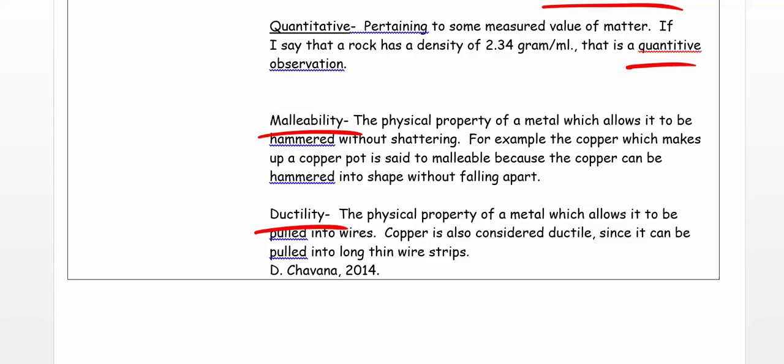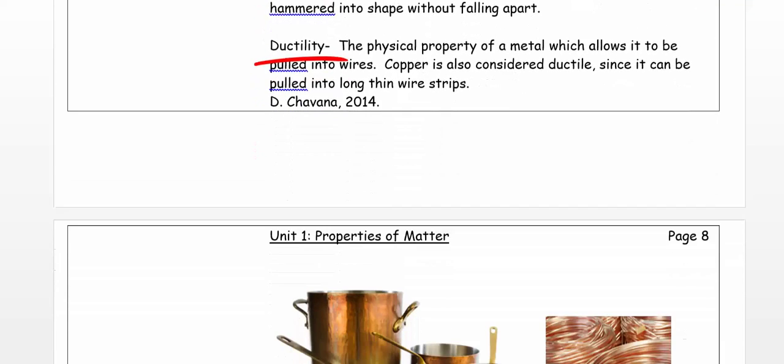And ductility. Ductility means the physical property of a metal which allows it to be pulled into a wire. So ductility means it can be pulled into a wire. So copper is also considered ductile since it can be pulled into long, thin wire strips. All right? So those are our definitions.